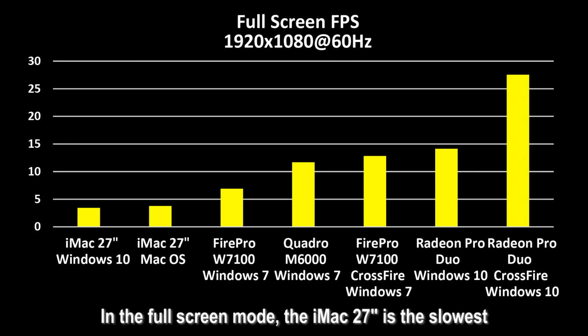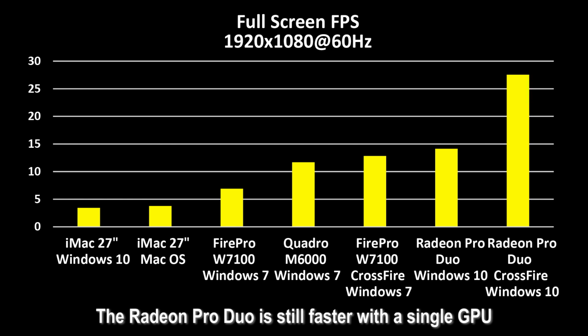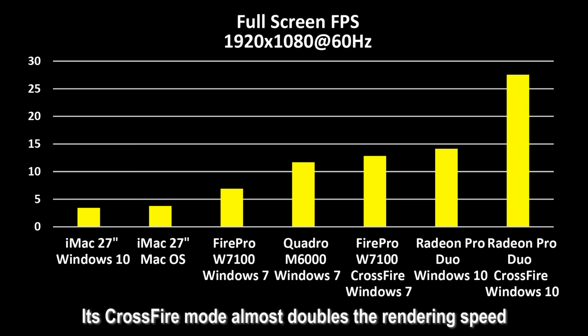In the full screen mode, the iMac 27-inch is the slowest, and then a single FirePro, the Quadro M6000, two FirePros. The Radeon Pro Duo is still faster with a single GPU. Its CrossFire mode almost doubles the rendering speed.